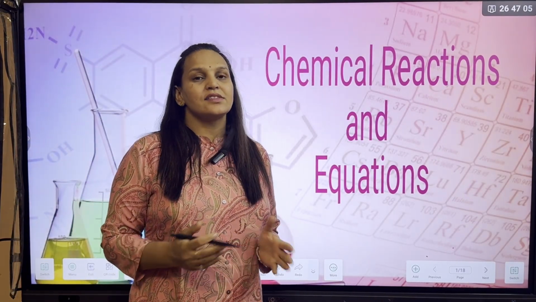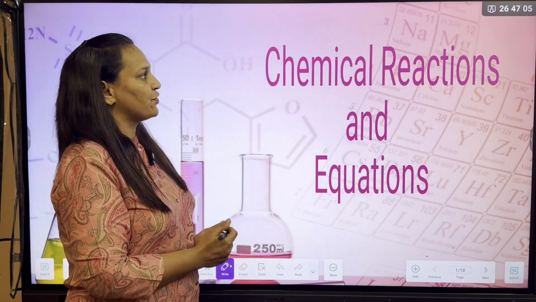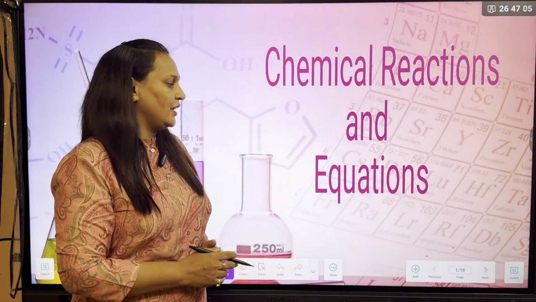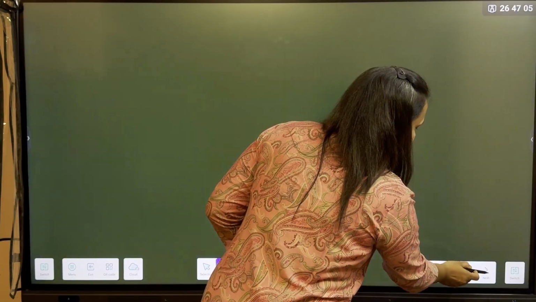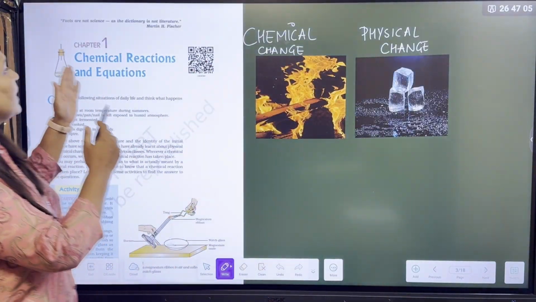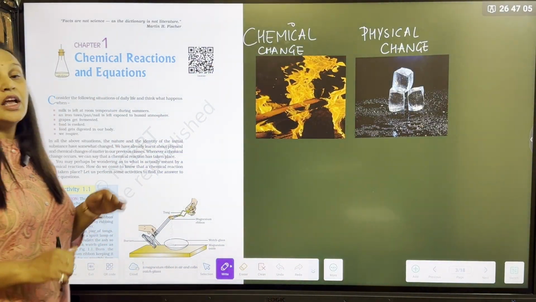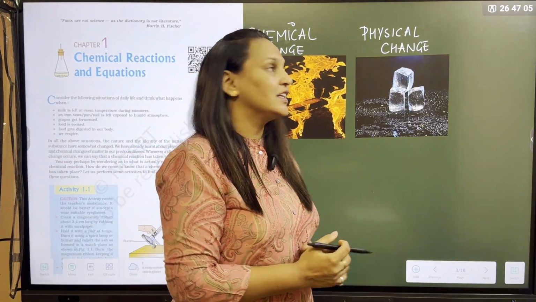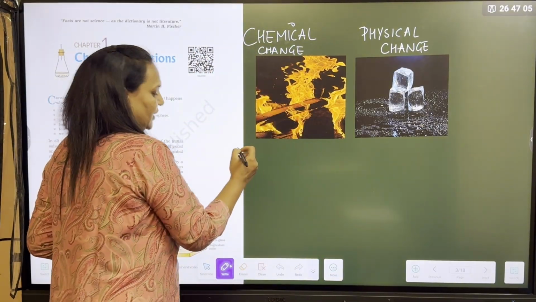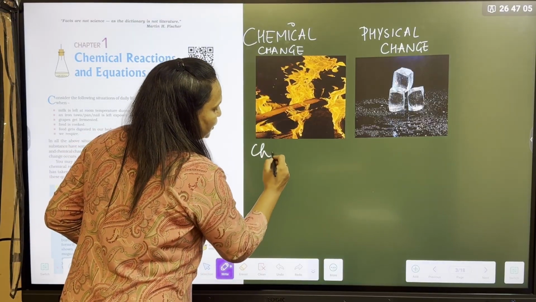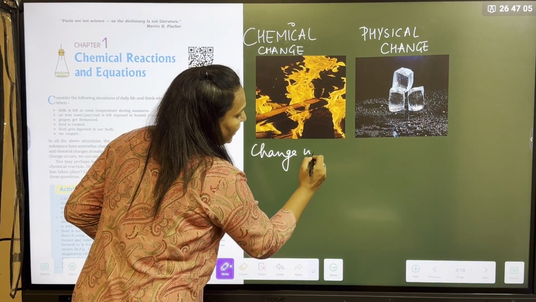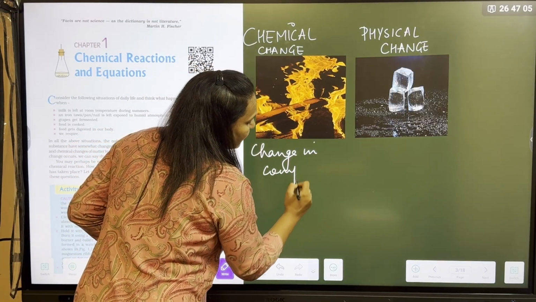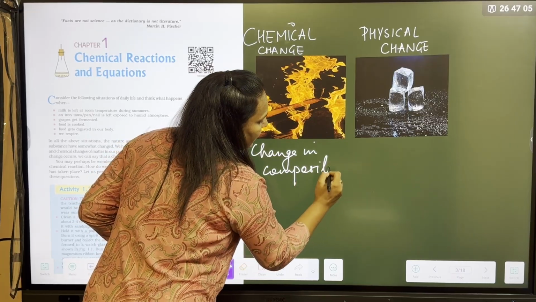Let's start 10th standard with the first chapter of chemistry, chemical reactions and equations. So, chemical reactions and equations. First of all, do we know the difference between chemical change and physical change? Chemical change means change in the composition. For example, like burning.